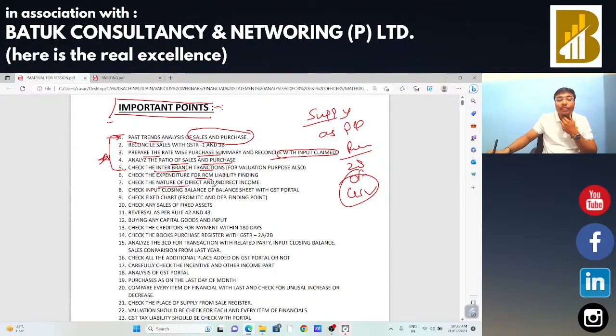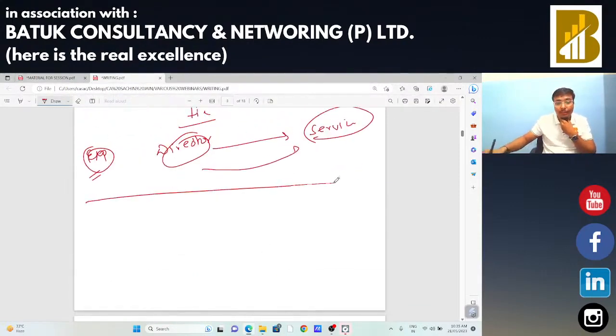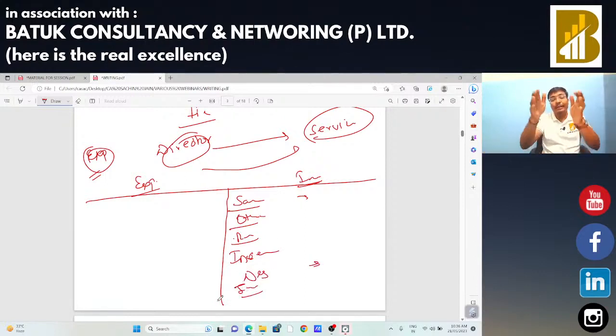Next, check the nature of direct and indirect income. Sir, the expenditure side is done. When I check the financial statement, this is called my expenditure side, and this is called my income side. Suppose sales is my income. Other income, other revenue, incentive, discount, and interest are also there. In that case, I need to check whether all these items are liable for GST or not.